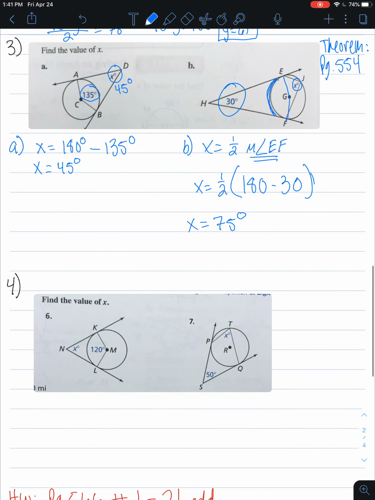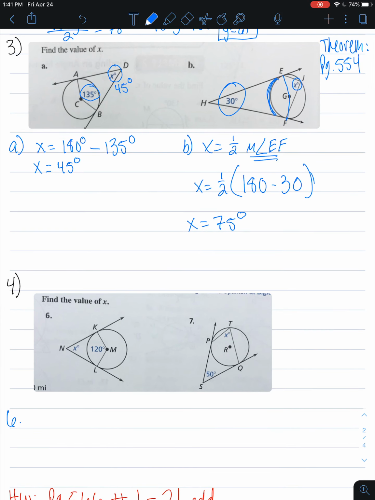Here for number 4, again, it's similar to what we were doing here in number 3, so I'll keep them in the screen. So it says find the value of x. So in order to find the value of x, again, we're going to use that circumscribed angle theorem. And we know that this x should be equal to 180 minus 120, which means that x is going to be equal to 60 degrees.